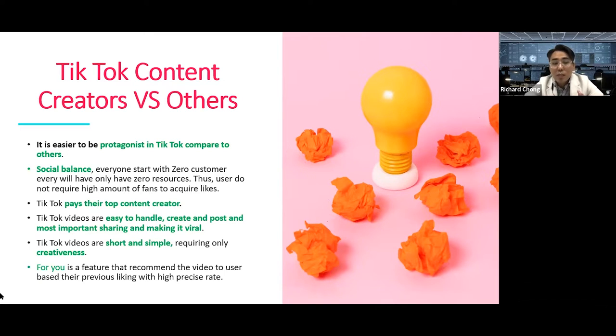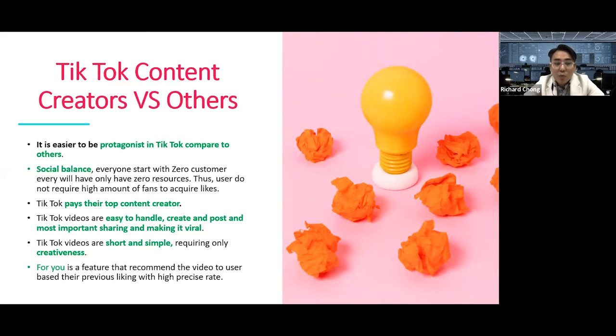Okay, TikTok videos are easy to handle, create, and post. And most importantly, it's about making it viral. Viral meaning that I can share, I can tap, or I can post it to other platforms as long as I want, okay?